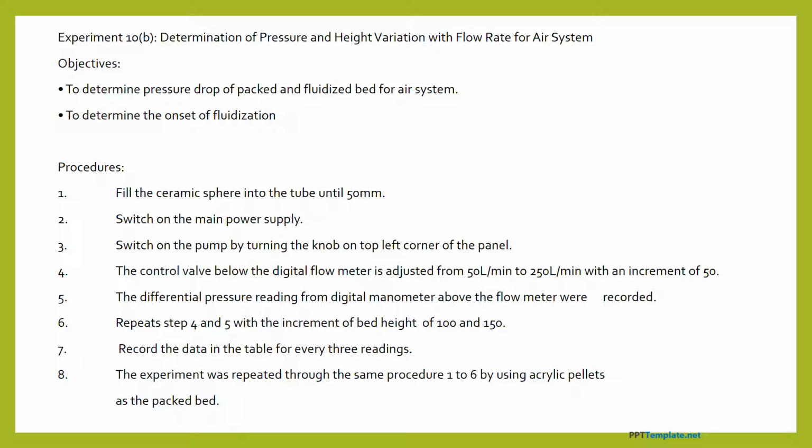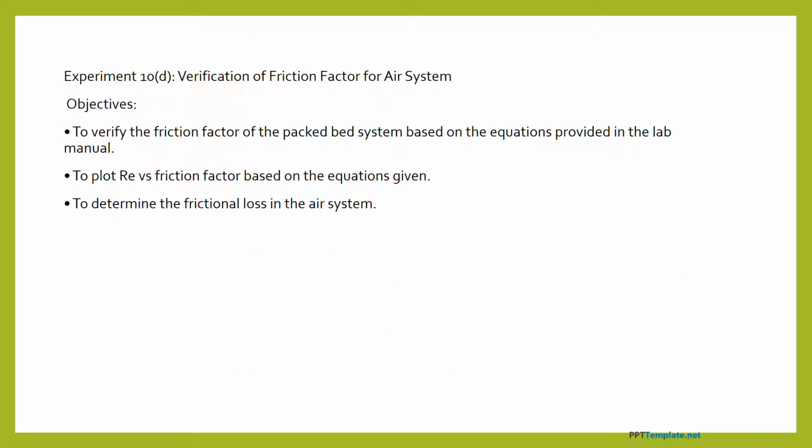For the next step, we record all the pressure readings from the digital manometer and we repeat steps 4 and 5 with an increment of bed height of 200 and 150. Next, we record the data in a table for every 3 readings of the experiment. The last one is that this experiment was repeated through the same procedure 1 to 6 by using acrylic pellet as the packed bed. So for Experiment 10D, which is the verification of friction factor for air system, this experiment will use the same procedure as Experiment 10B.